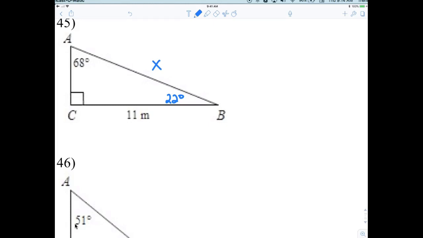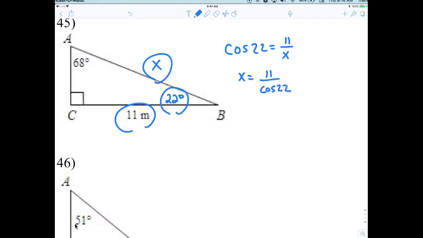So I'm going to choose the 22 degrees, the 11, and the x. So the 11 compared to the 22 is the what? Adjacent, right, over the hypotenuse. So the adjacent over the hypotenuse is cosine of 22 is equal to 11 over x. So x is equal to 11 divided by the cosine of 22. Everybody with me on that? 11.86.